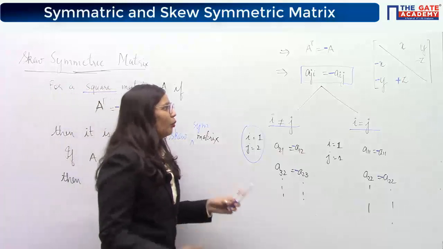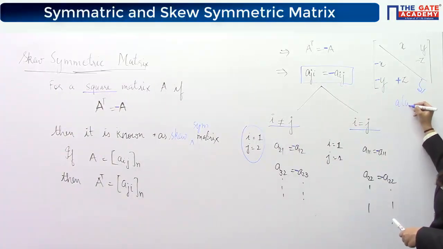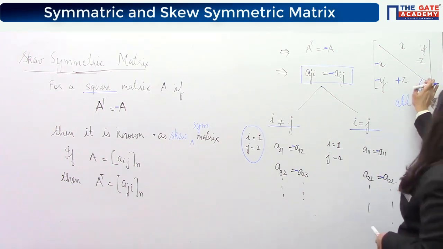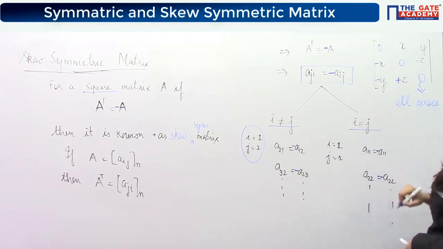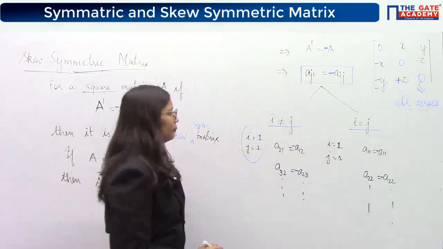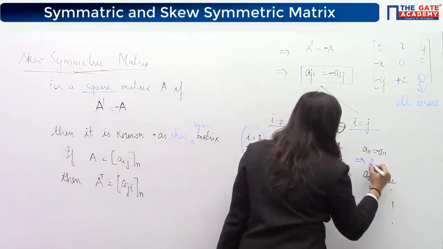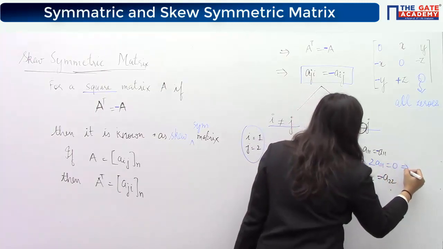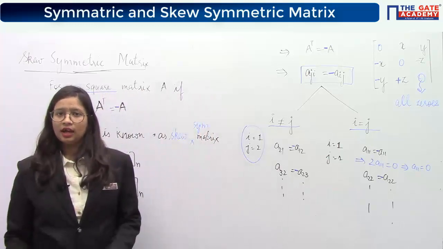So what we can conclude from here is that these diagonal elements are all zeros. So what will this matrix look like? A skew symmetric matrix will look like this. Diagonal elements will always be 0. Mathematically also you can prove that if I take this minus A11 on this side, then it will become 2A11 equal to 0, which means A11 equal to 0. Similarly, A22 will also come out to be 0, and so on.